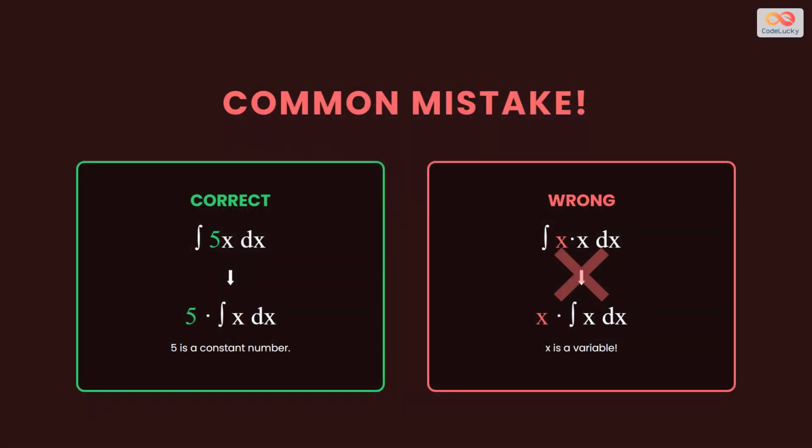Here is the most common mistake beginners make. You can pull out numbers like 5. But you cannot pull out variables, like x. If you have the integral of x times x, you cannot move 1x outside. Variables are trapped inside the integral because they change as we integrate.